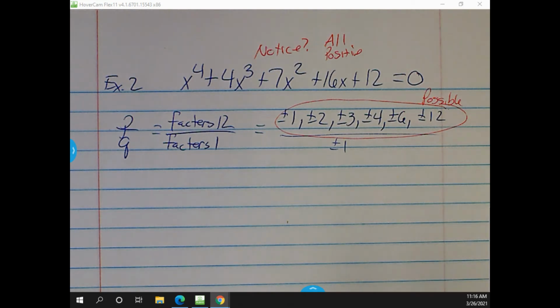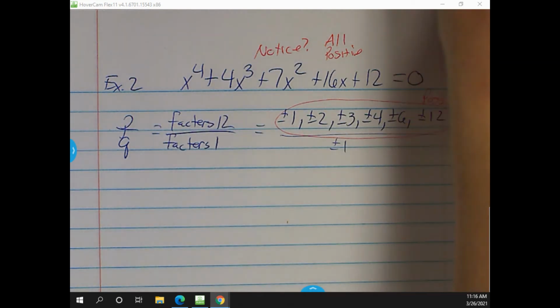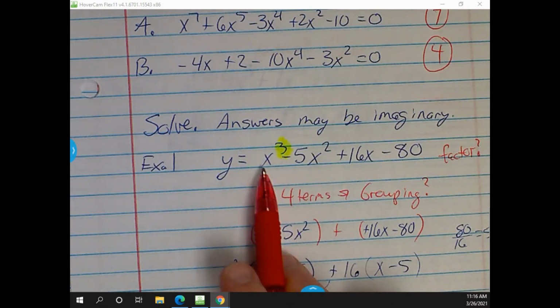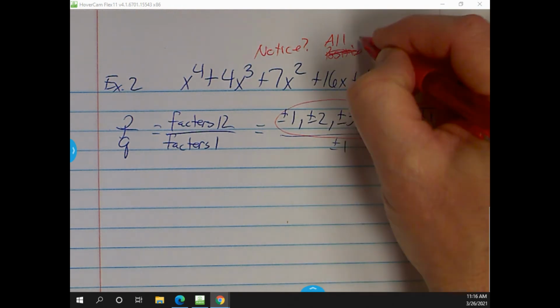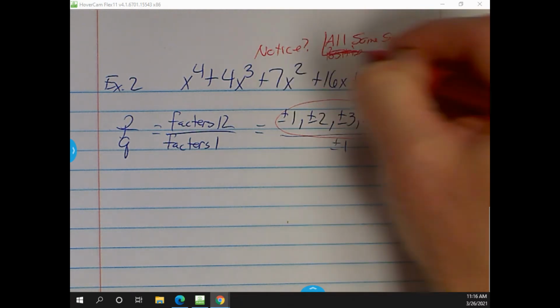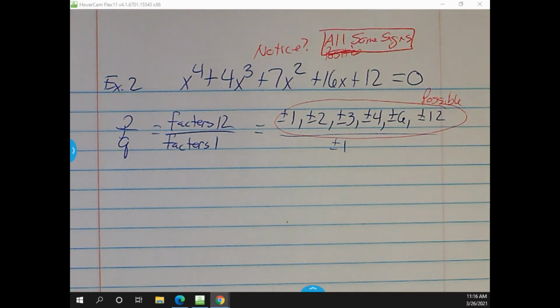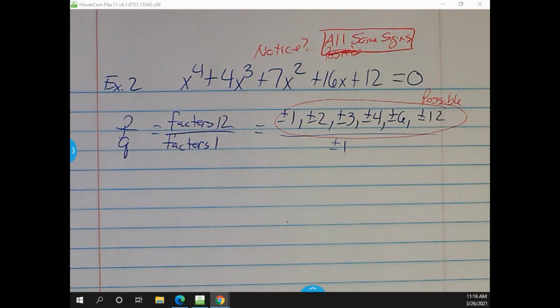Okay, we've got a positive here, positive here, positive here, positive here, positive here. So we go back to this one back here: positive, negative, positive. So it was mixed up. If you ever see it so that they're all the same signs, listen to me do this. Let's just say that they're all the same signs. If the terms that you get in the beginning are all the same signs, that means that positive answers won't work.